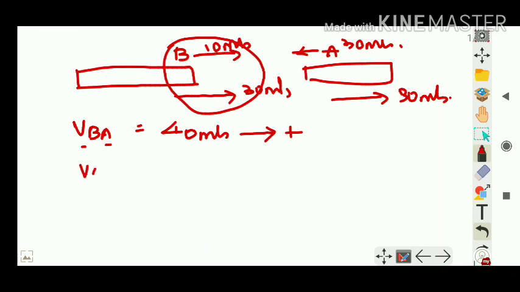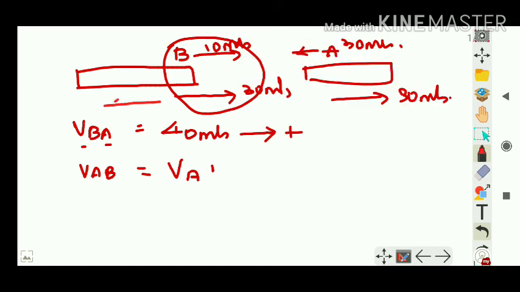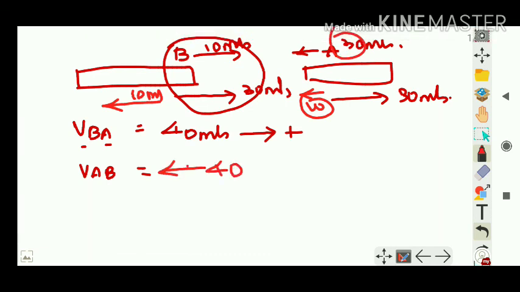Similarly, if it is VAB, that means I have to find A with respect to B. So how can I find it? B has to be nullified into 0, right? So what would I do? I will put 10 meter per second in this direction. So B becomes 0. So what will be the velocity of A? This 10 meter per second has to also be put here. So this 10 and this 30, it is minus 40. Why? The direction is like this. So it is minus 40 meter per second. Clear? Simple.